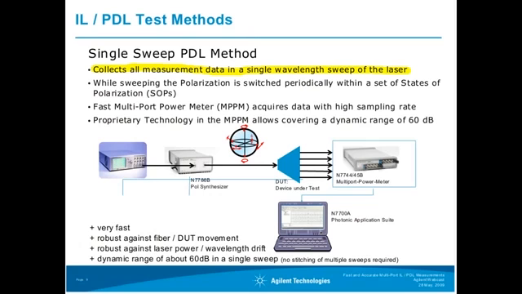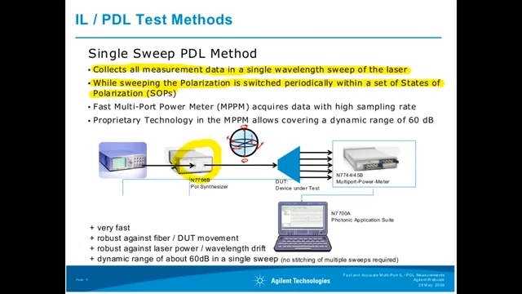While sweeping the laser, the polarization is switched periodically within a set of states of polarization. So we sweep the laser across the C or the C and the L band, for example, and very quickly we switch with this polarization synthesizer to a set of polarizations. This polarization synthesizer contains a lithium niobate polarization controller and therefore can switch with very high speed to the various states.